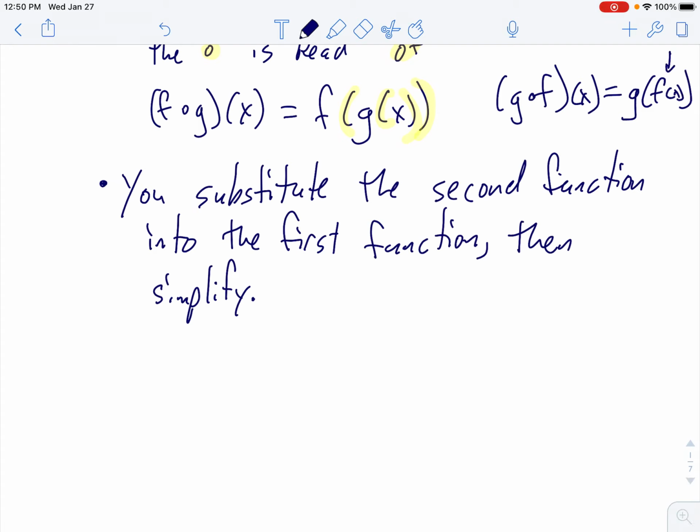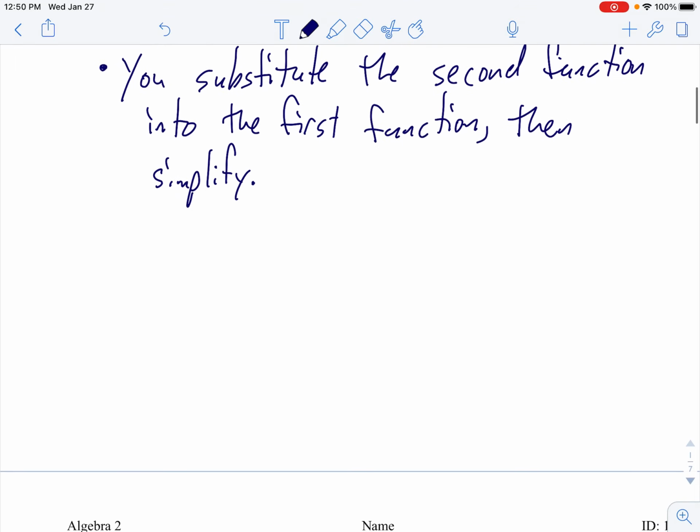So you're plugging one function into another function. And it's always the second one that goes into the first. The second one into the first. You substitute the second function into the first, then simplify.